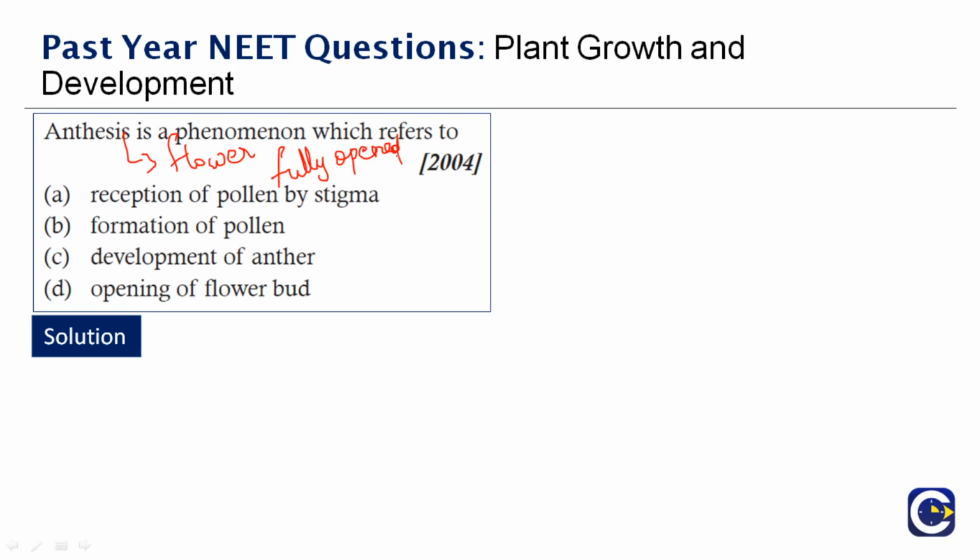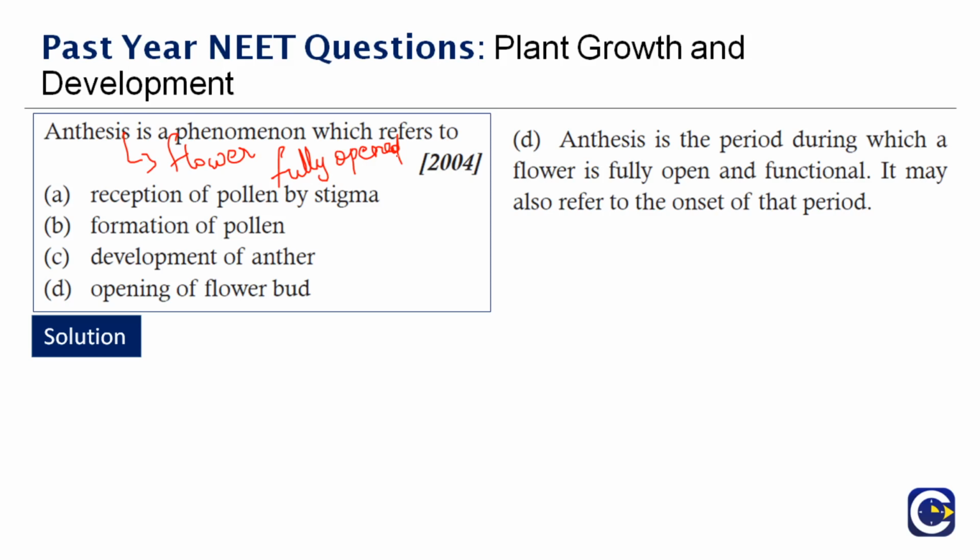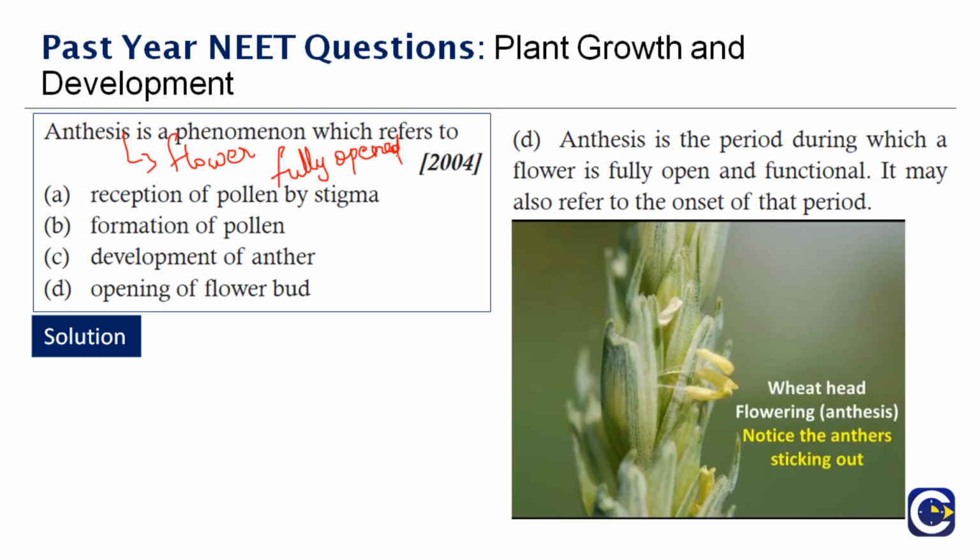So here you have 4 options. Anthesis is a phenomenon which refers to the opening of the flower bud. What does it refer to? It refers to the opening of the flower bud. Because I gave you a clue here, what is anthesis? It is a period when the flower fully opens, and thereby it also becomes functional. So this will refer to the onset of that period. Therefore, the correct answer to this question is option D. And to your right side, you can see a clear image of a wheat head where anthesis takes place. You notice the anthers will stick out. So that is the onset of that period, right?